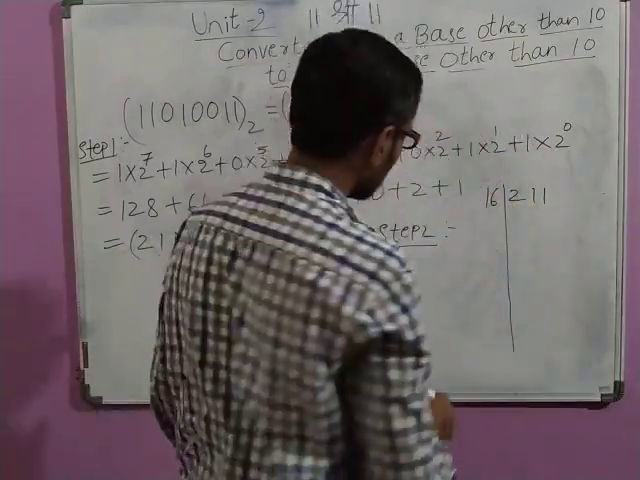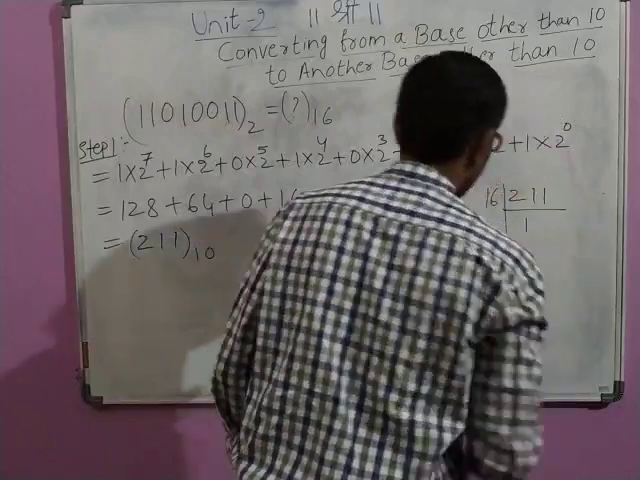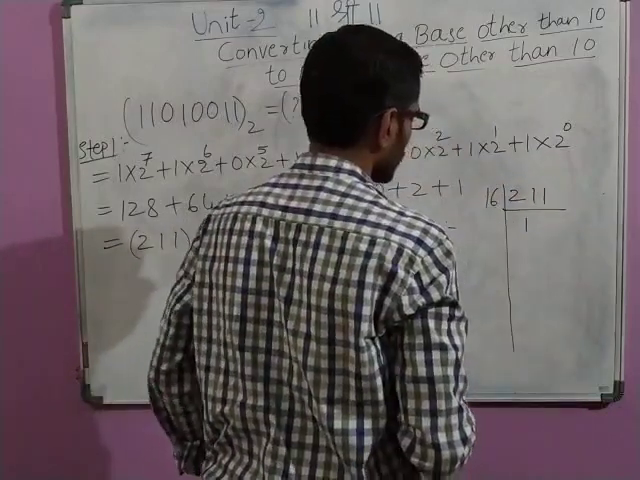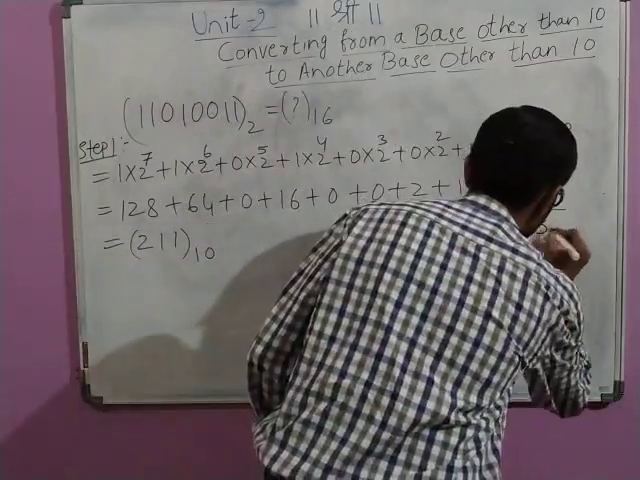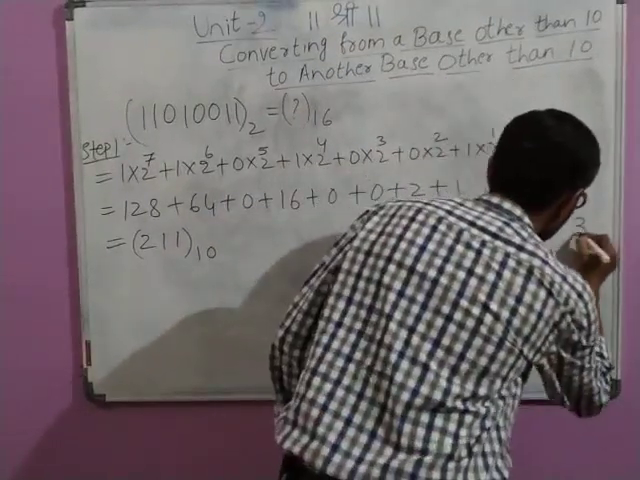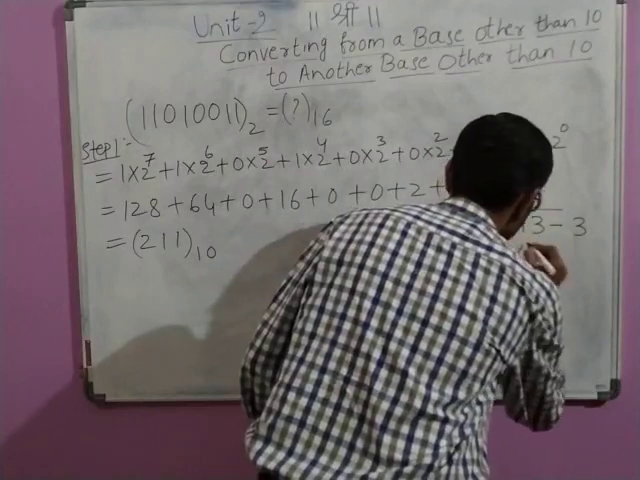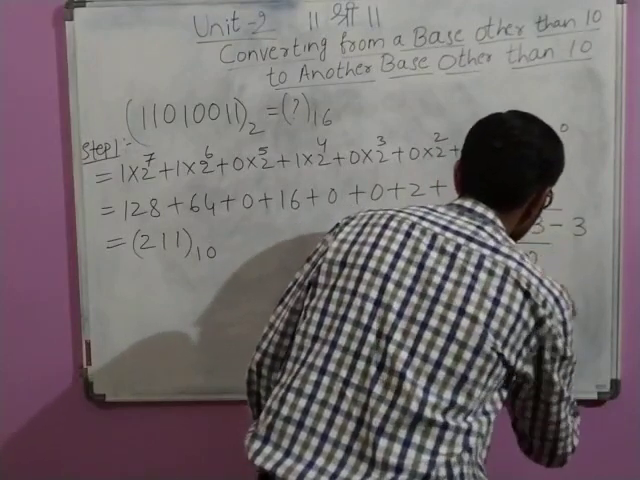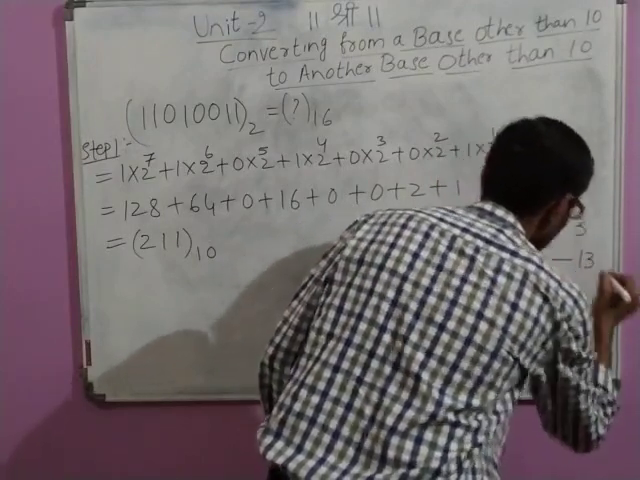So 16 ones are 16. Remainder is 5, 51. So 16 threes are 48. Remainder is 3. Now division is not possible, so I will put 0 here. What is the remainder? Remainder is 13.